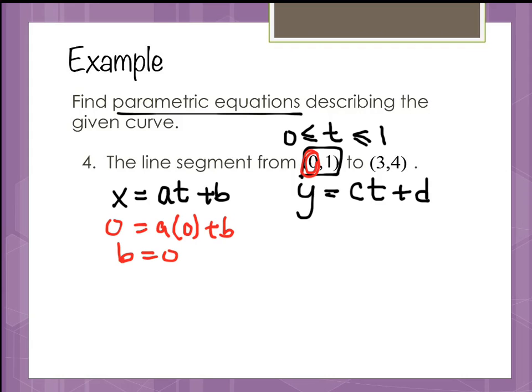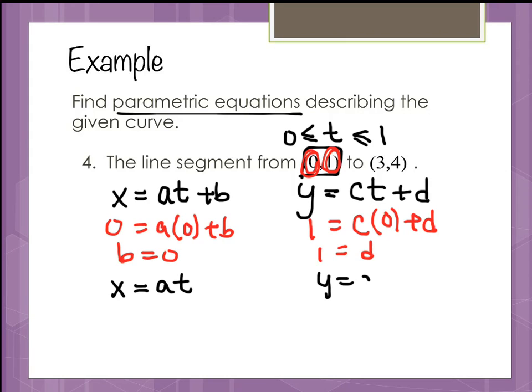I can do the same thing for y. The y value actually, though, is 1. So this is 1 equals c times 0 plus d. So what is d? 1. So at this point now, I'm using the equation x equals at, y equals ct plus 1.